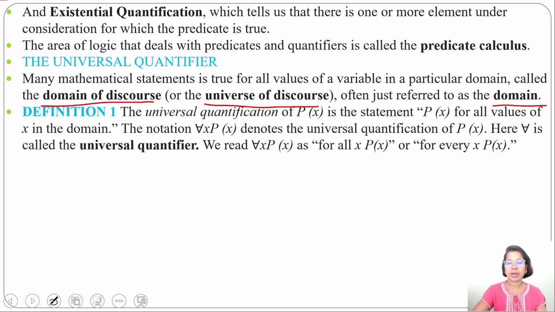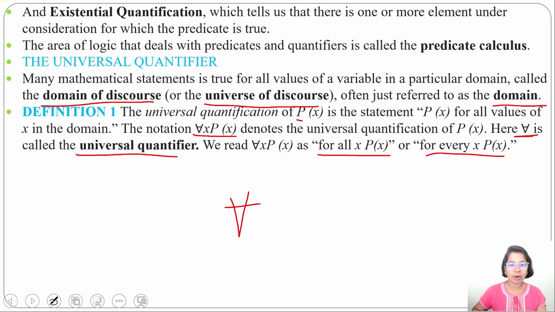The universal quantification of P(x) is the statement P(x) for all values of x in the domain. Means P(x) is true for all values of x in the domain. Suppose domain is real numbers, then P(x) is true for any real number x. The notation is for all x P(x). This symbol is used for universal quantifier and it reads as for all x P(x), for every x P(x).